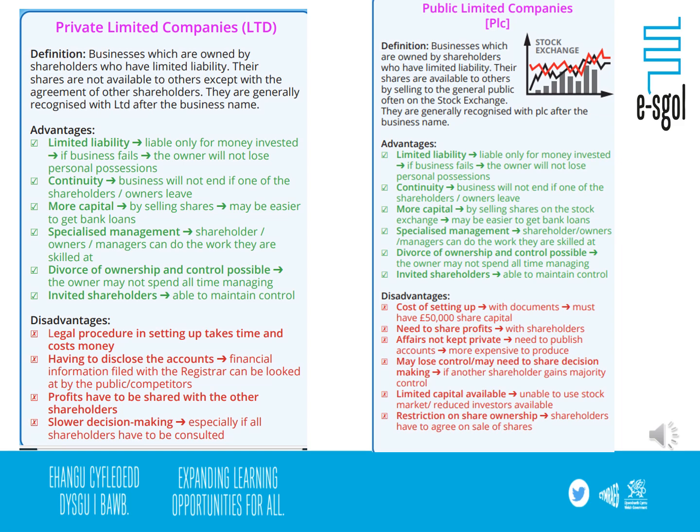So, you've got your costs of setting up. Again, the documents must show 50,000 share capital to become a PLC. You need to share profits. Your affairs aren't kept private. You need to publish your accounts. You may lose control if you are not the majority shareholder. You've got limited capital available, being unable to use the stock market to reach investors, and you've got restrictions on share ownership. So you've got those things to consider.